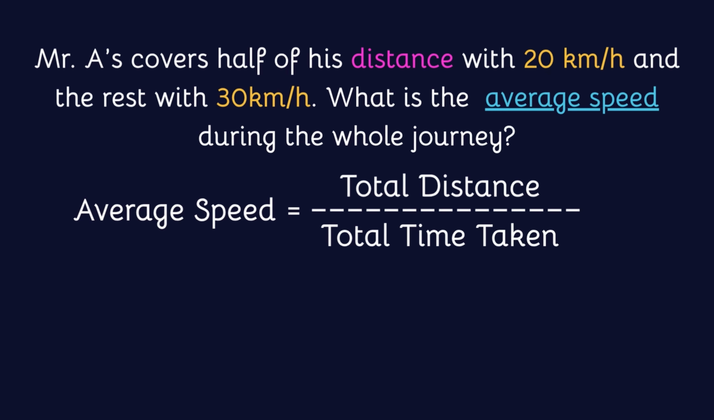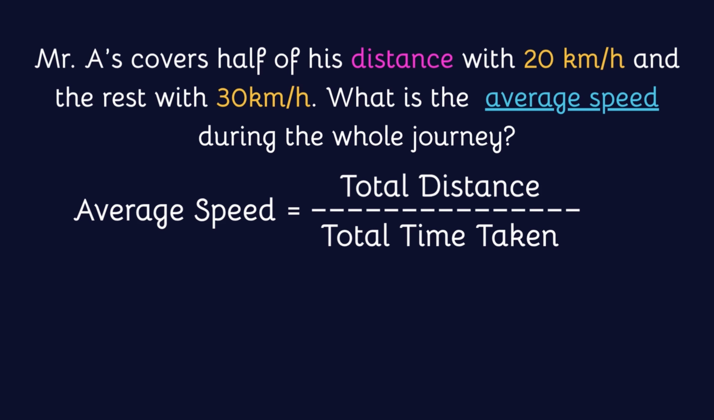Here's another question. Mr. A covered half of his distance with 20 km per hour and the rest with 30 km per hour. So what is Mr. A's average speed during the whole journey? I would advise you to solve this question first and then we can try to solve it together. I'll be using the same formula, which is average speed equals total distance divided by the total time.